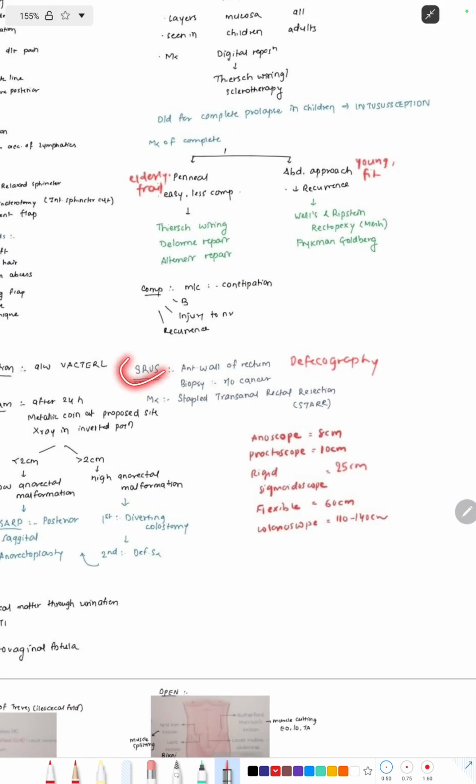The next is SRUS, that is solitary rectal ulcer syndrome. It is more commonly seen along the anterior wall of the rectum. The investigation of choice is biopsy.